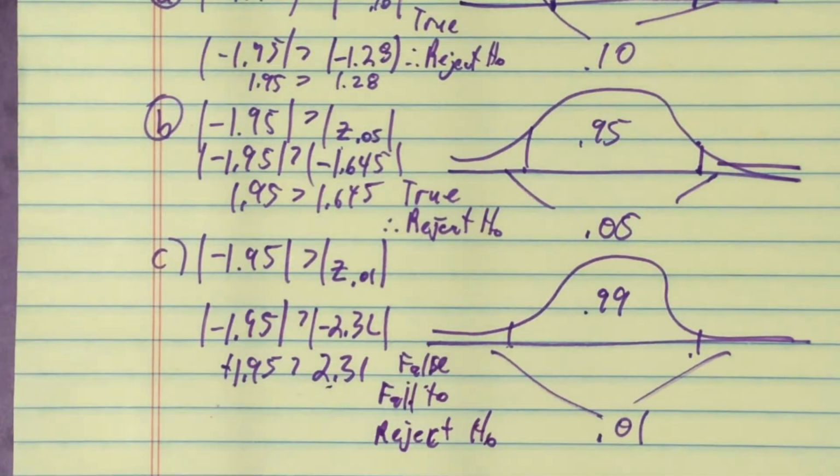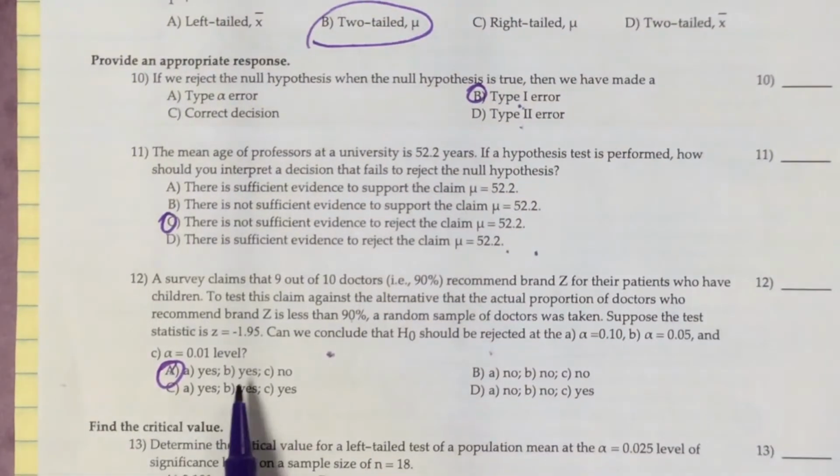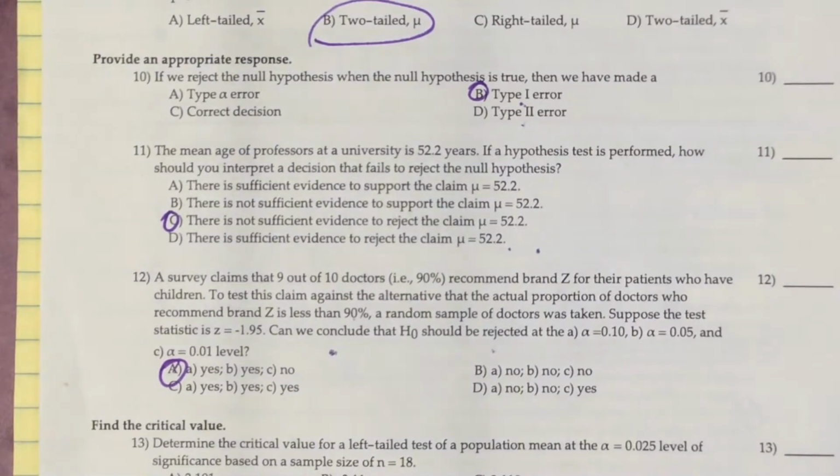So for the first two situations, for the 0.1 level of significance and for the 0.05 level of significance, we do in fact reject the null, but in the last case, we do not. And you'll find that the answer that's going to yield is going to be choice A for question 12, which I indicate right here. So you definitely want to make sure you have your z-table for that.